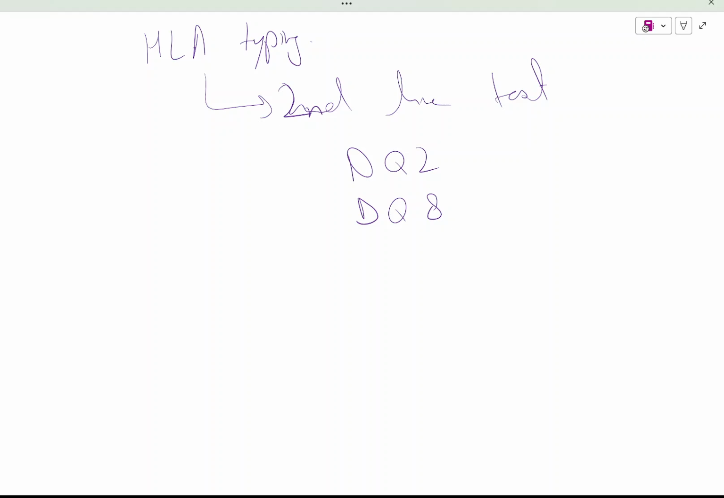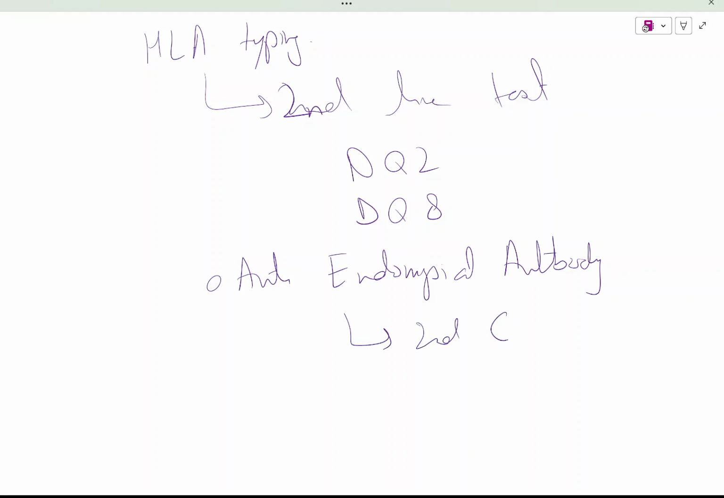So the next antibody we are going to test is the anti-endomysial antibody. This is a second line confirmation testing, highly specific.